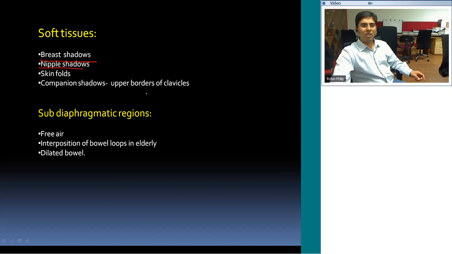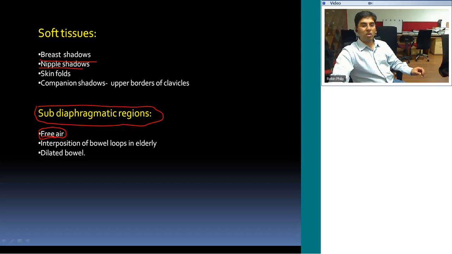And then before concluding, you have to look for the subdiaphragmatic regions, right? Look for free air. This is one of the most important indications. Patients land up with acute chest pain, and you may see free air. So it's very important to look at all the regions of the chest X-ray, so that you're not missing out on anything.